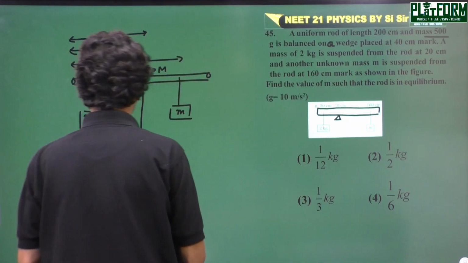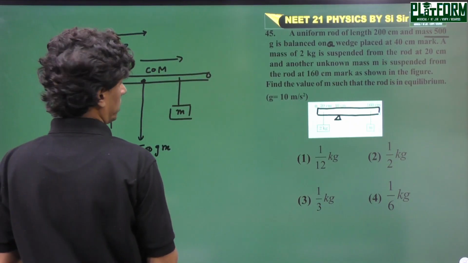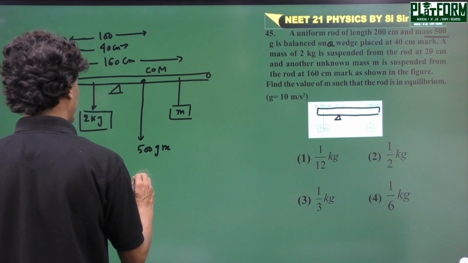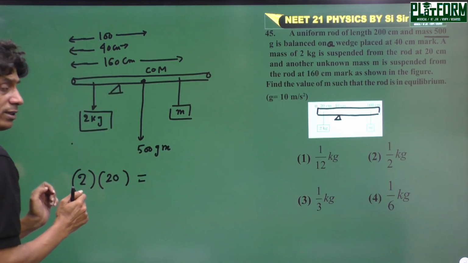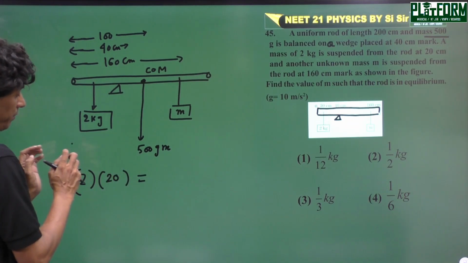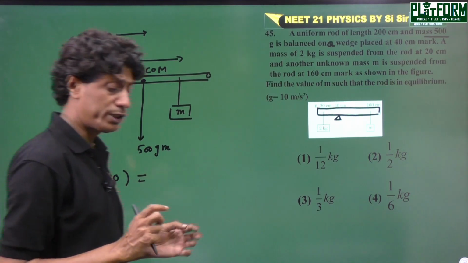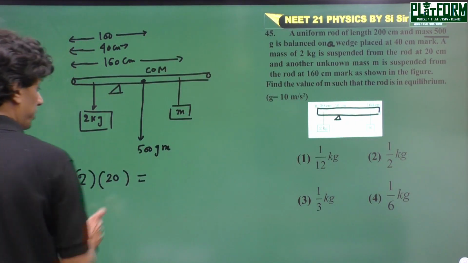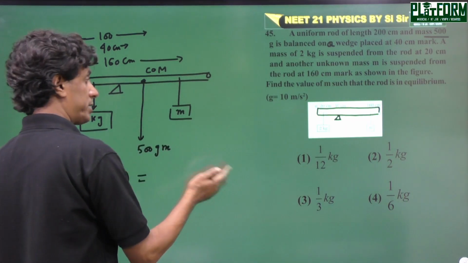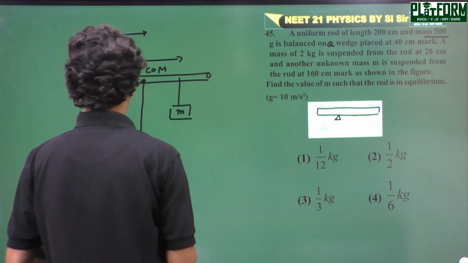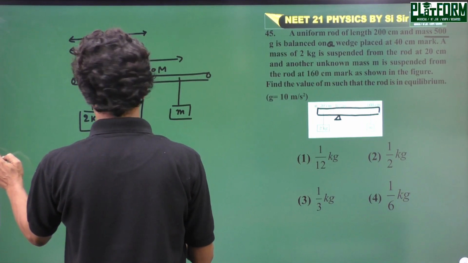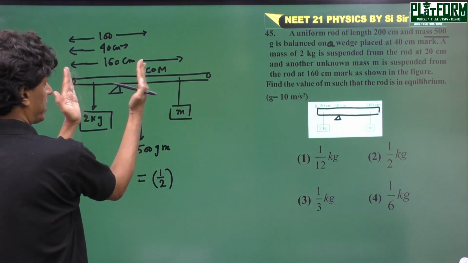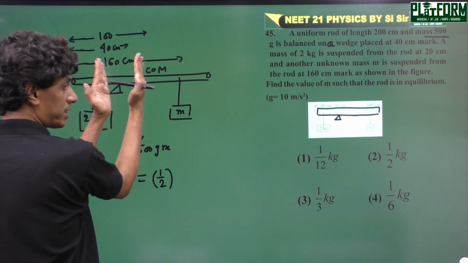Okay. Therefore, we can write 2 kg into 20 centimeter on the left hand side. Deliberately I have chosen one physical quantity in kg and another in the CGS system, that is centimeter. This is not a problem in this problem, and a similar quantity you can get in the right hand side also. It is half kg, 500 gram means half kg, and the distance from the fulcrum: this distance is 100 centimeter and this distance is 40 centimeter. So this distance is 60 centimeter.